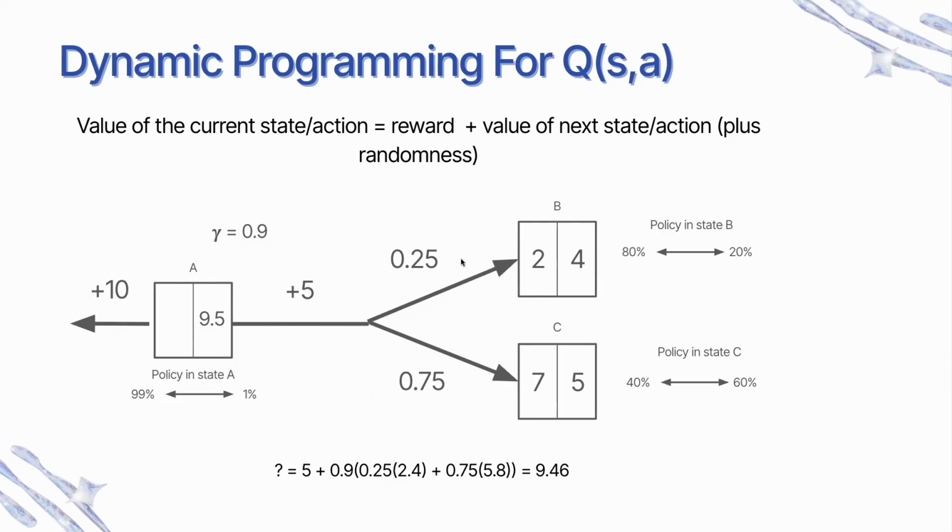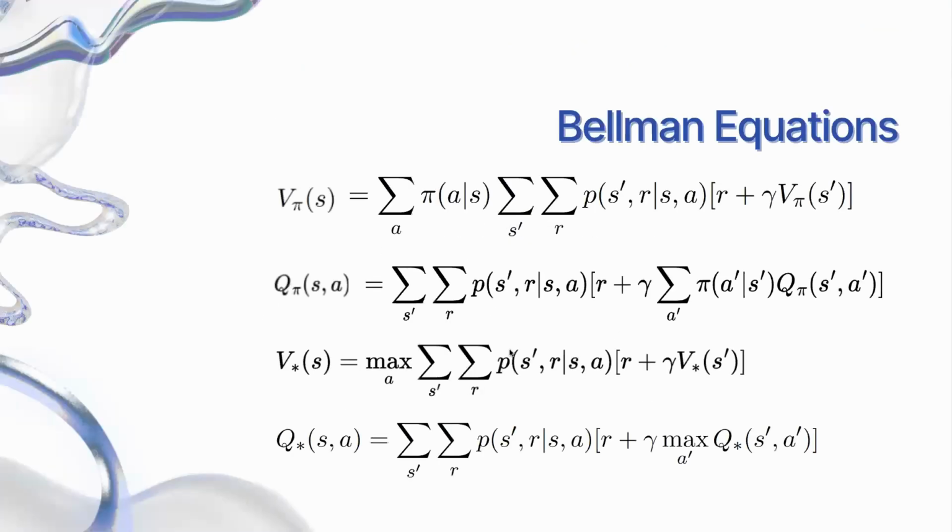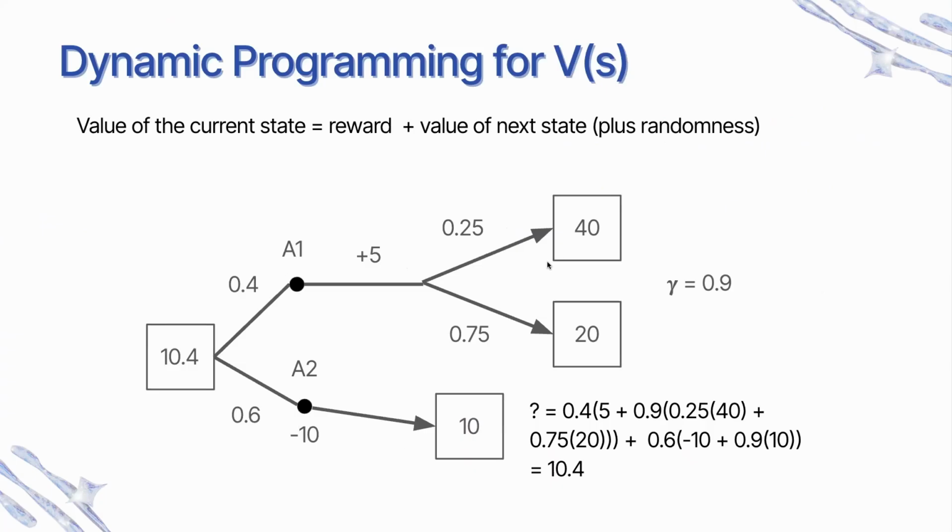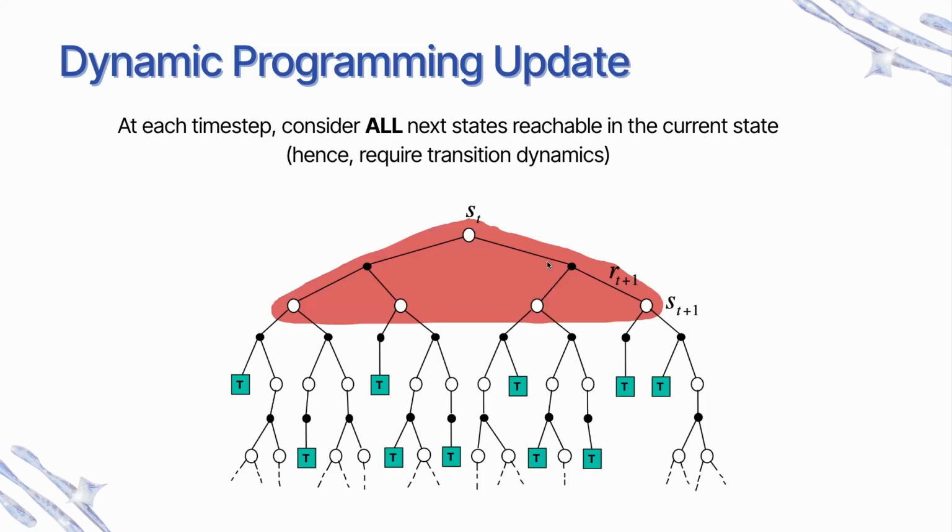You account for the randomness of the environment, and you add up the values of the next state-action pairs, right? So here you do 2 times 0.8 plus 4 times 0.2, which gets you 2.4. And you do the same elsewhere. And this is just the Bellman equation for this Q function.